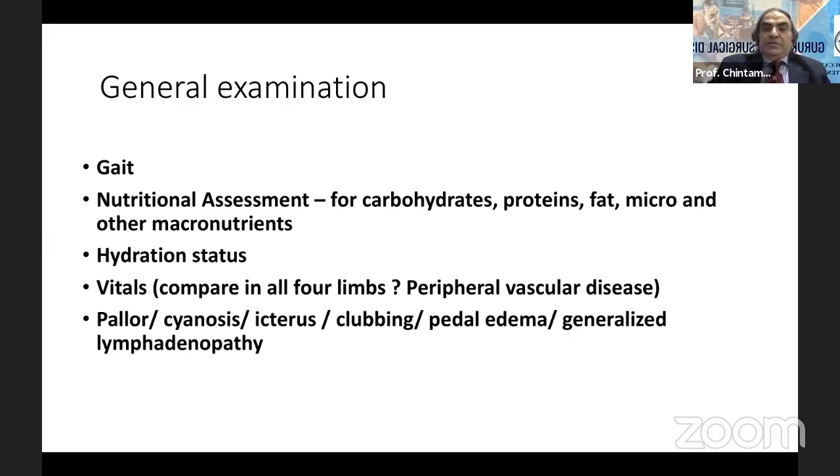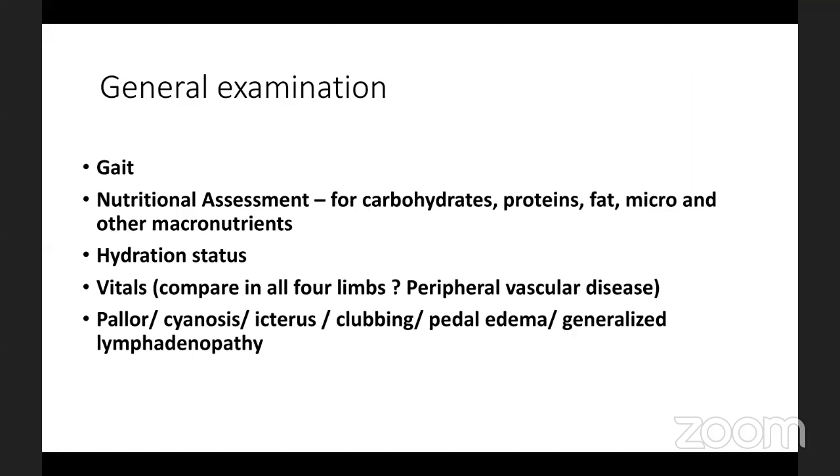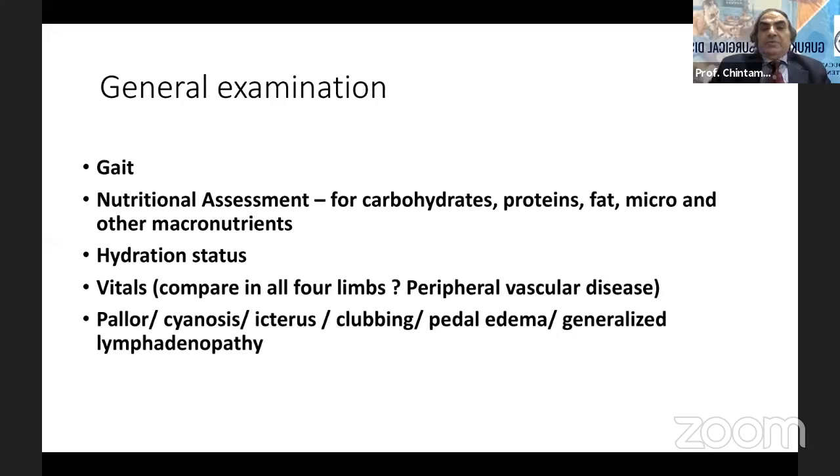Generalized lymphadenopathy is when two or more non-contiguous lymph node regions are enlarged. Now that is called generalized lymphadenopathy, and use that term. Don't go by size alone. If the lymph nodes are palpable in more than two non-contiguous regions, then clearly you're dealing with generalized lymphadenopathy.